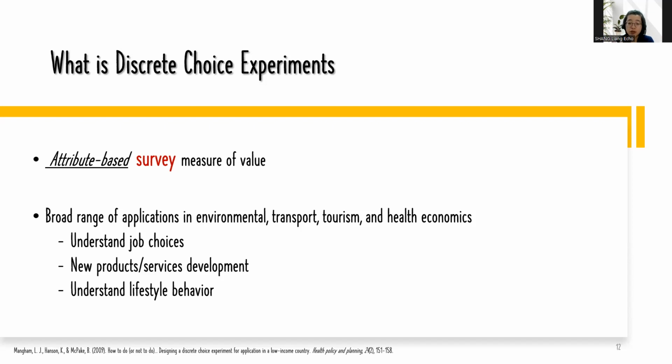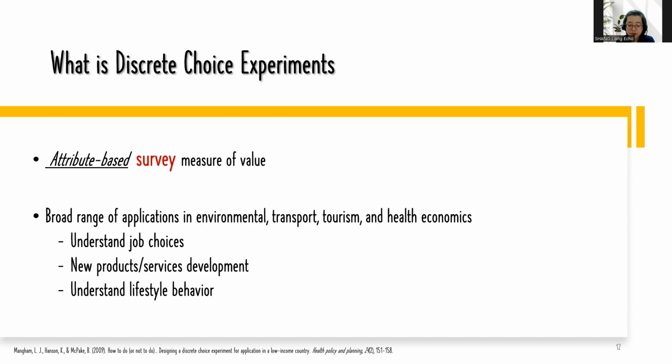By asking respondents to choose between these alternatives with different attribute levels, we can estimate the relative importance of each attribute in influencing choice behavior. For example, we may eventually find out that our consumers value price much more than other attributes. So they will always go for a cheaper option, because price is the factor they value the most when they make their decisions.